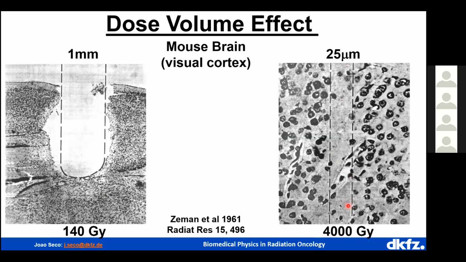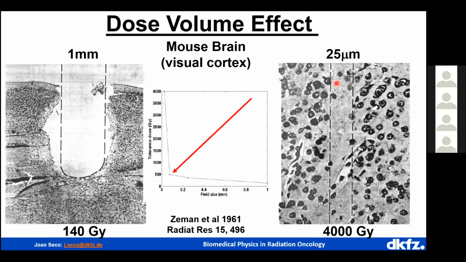While here at 4,000 gray, which is a factor of 20 or more, you still see a lot of cells in this region. So the tissue is there and it's not obliterated. And this was an amazing thing that set off the field of microbeams. In fact, they found there was a so-called inflection point beyond which the tissue became super resistant to radiation. And this is the field size.